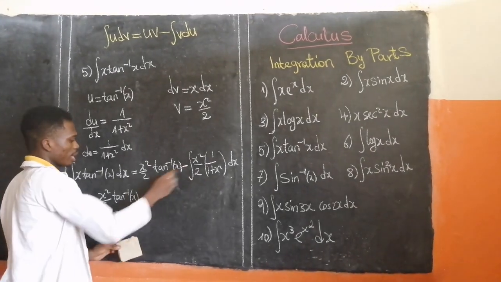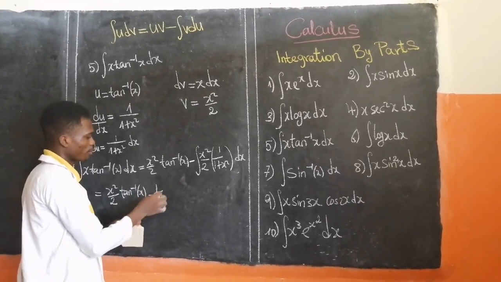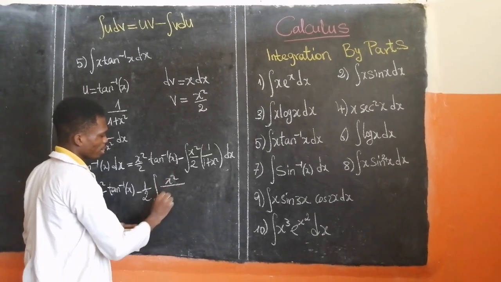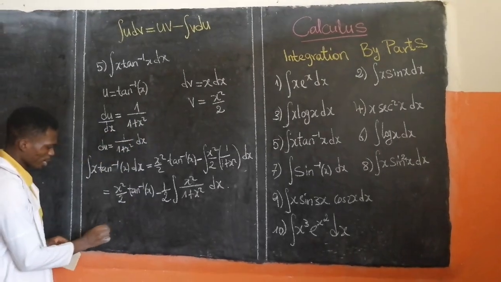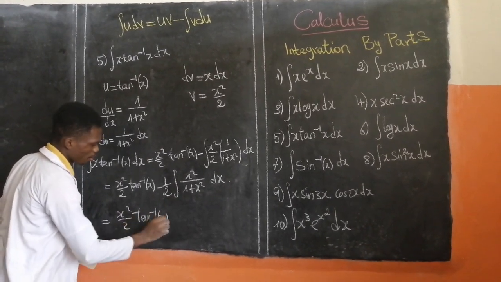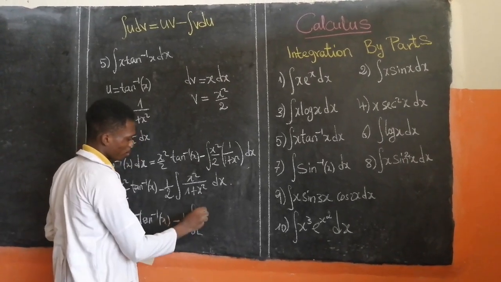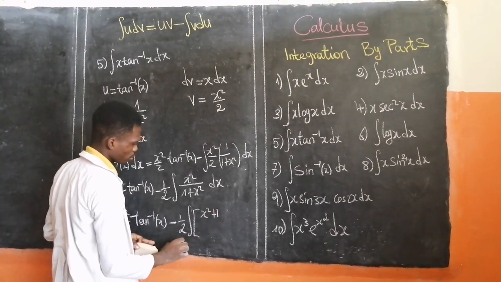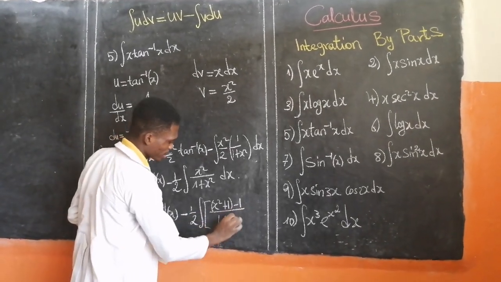Now, what I can do is split off, bring out half from here, so that I have half times the integral of x squared over 1 plus x squared dx. This is the same as x squared over 2 tan inverse of x minus half times the integral of, now, this is the same as x squared plus 1 minus 1, divided by 1 plus x squared.